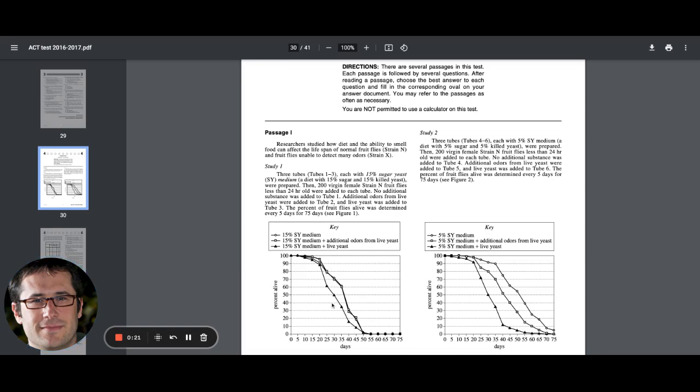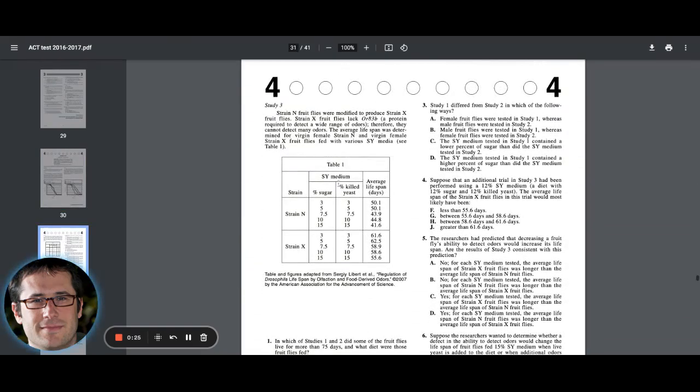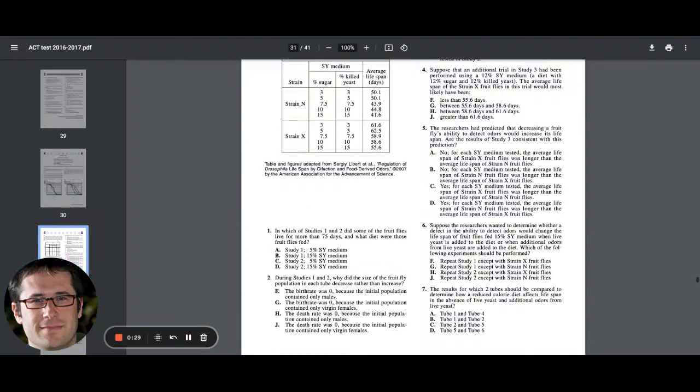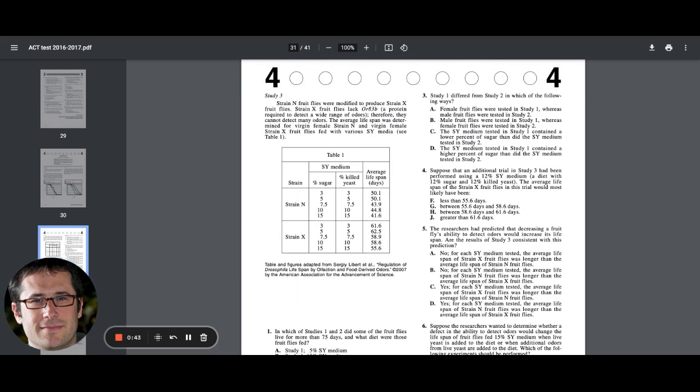So you have study one, and you have a study, and then study two, and you have a study, and then study three, and then you have a table, and then you have seven questions. So these multiple experiment passages always have seven questions. Okay. So they're a little bit longer. There are some passages that we'll see that have six questions.